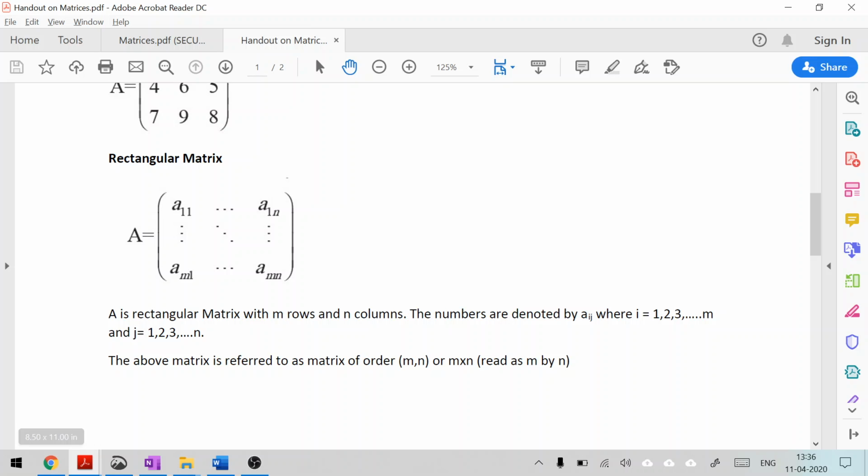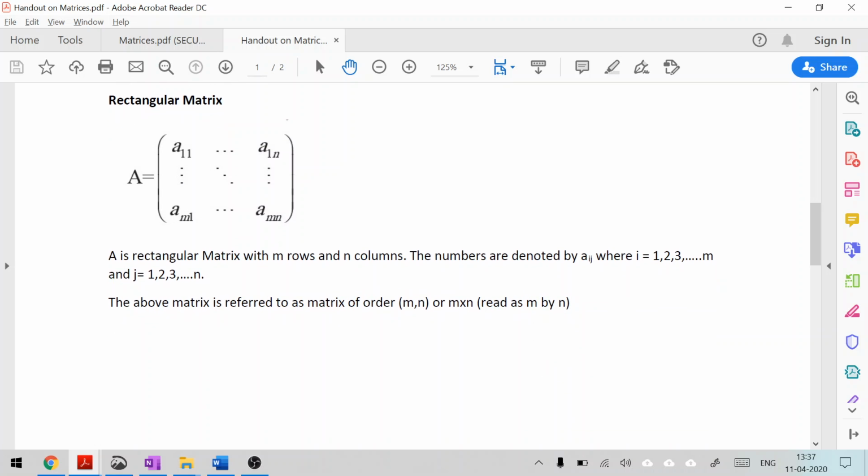The above matrix is referred to as the matrix of the order m comma n, or m into n, read as m by n. So how do we read the order of a matrix? We read it by saying m by n, or we say matrix of the order m comma n. There are two ways to say it. One is matrix of the order m comma n, or m into n, that is m by n. Here m denotes the rows, and n for number denotes the columns.